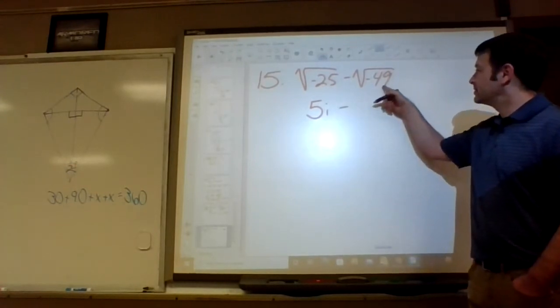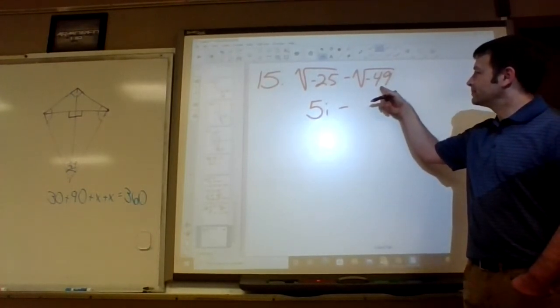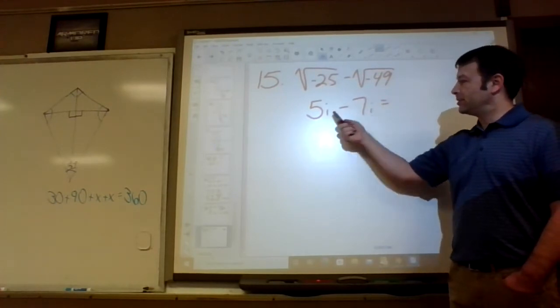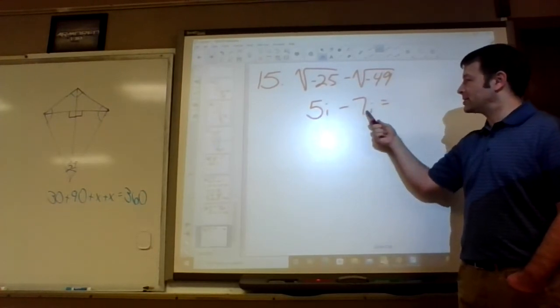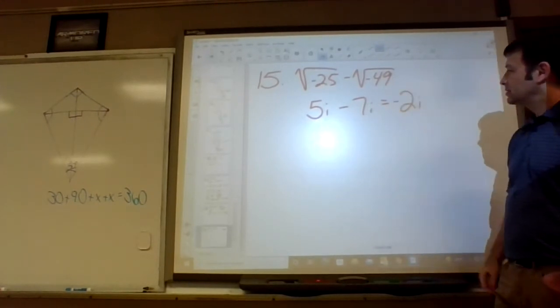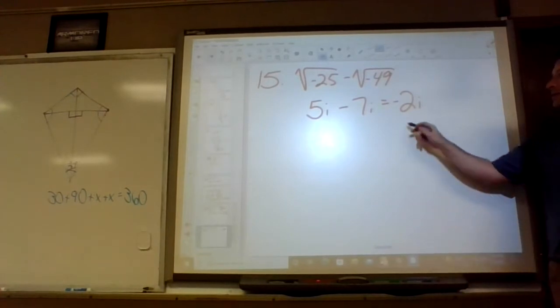Minus what? 7. 7i. And you can treat the i like a normal variable, like terms go together. 5i minus 7i is negative 2i. Oh my gosh, I'm so smart.